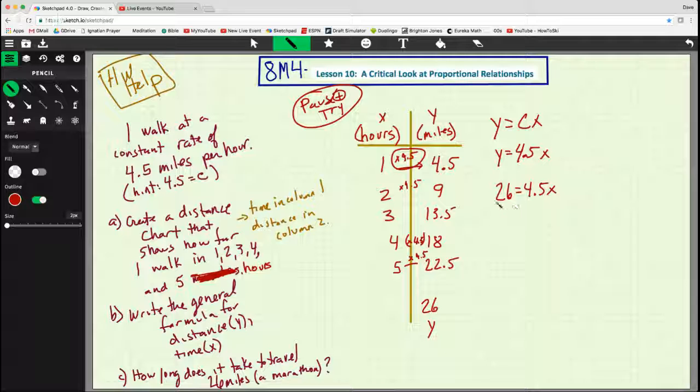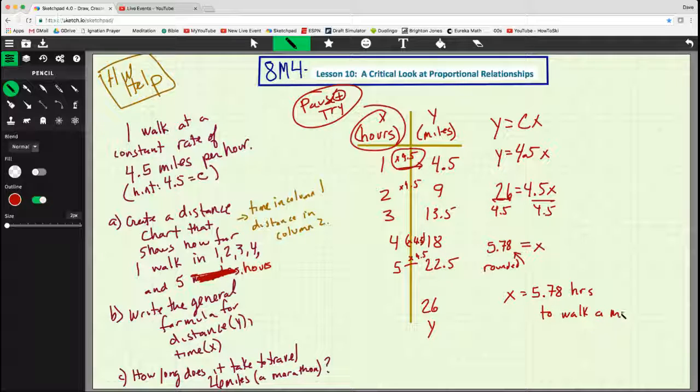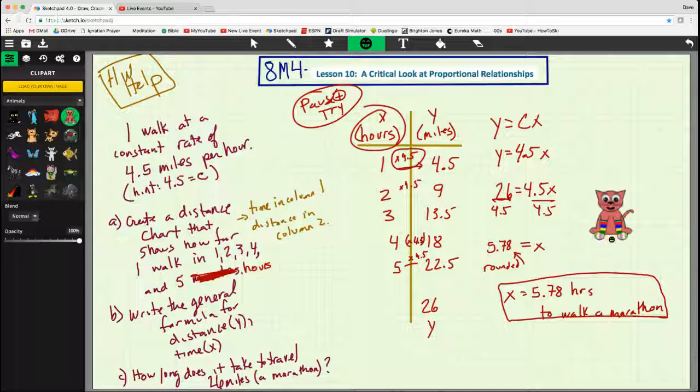And to solve this, we need to divide both sides by 4.5. We get x is equal to, I'm using my calculator, just letting you know, about 5.78. It's about. This is rounded. So it'll take me 5.78, what? x is in hours. Hours to walk a marathon. That deserves a happy cat.